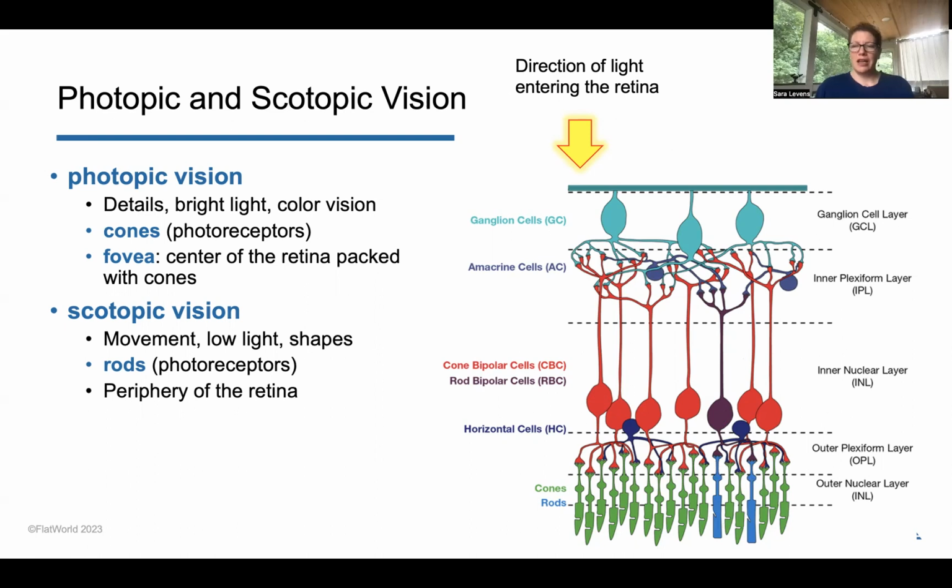But again, it's the receptive fields and how the rods and cones work that make sure you have a whole continuous picture.